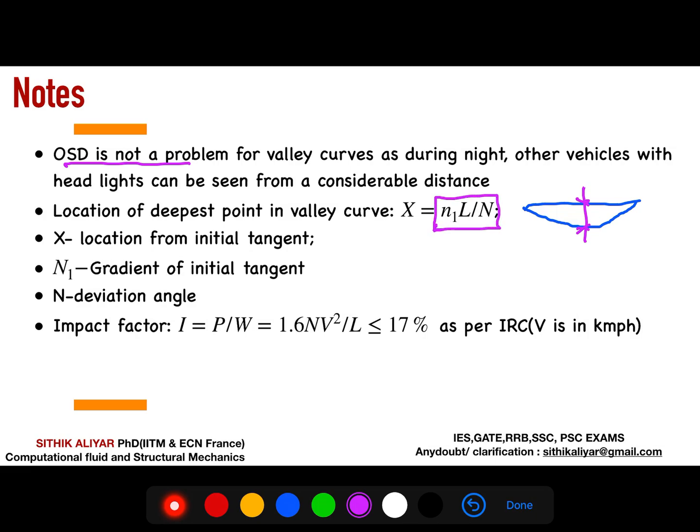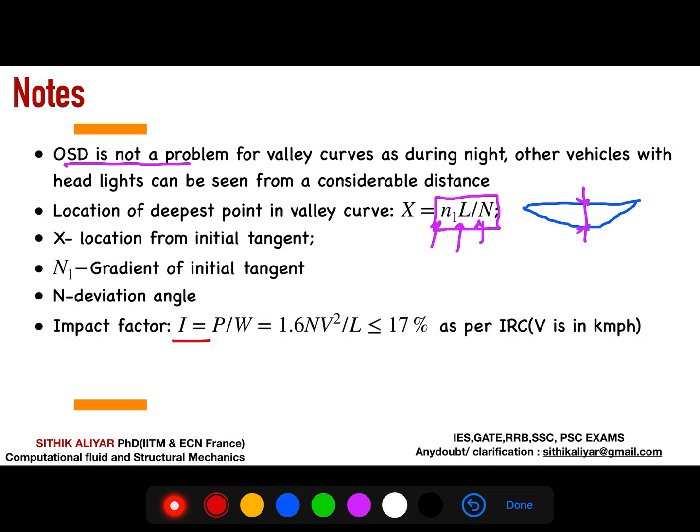So if you are preparing for some IES kind of exam, they will ask you even to draw in a conventional paper. Conventional questions they will ask, so you should know this formula. N1 is the gradient of the first slope, L is the total length you got from above, and N is the deviation angle. With that you can determine where the deepest point in the valley curve will be.